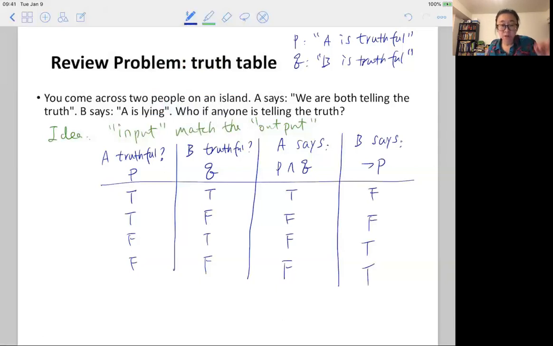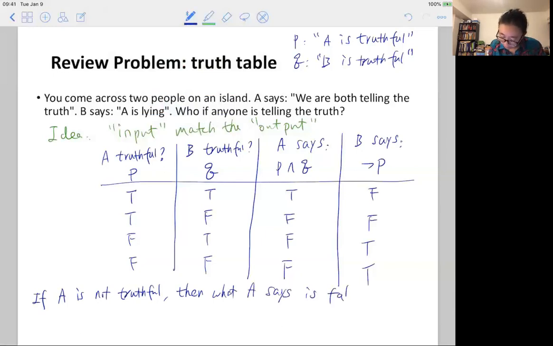So what is input? The first two columns are considered the input because they are variable P and variable Q. The third and the fourth columns are going to be my output, okay? So again, let's make it more clear. What do I mean input has to match the output? Think about the following statement. If A is not truthful, which also means if A is lying, then what A says is false, right? So if A is lying, then what A says has to be false.